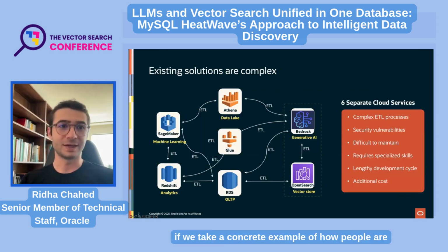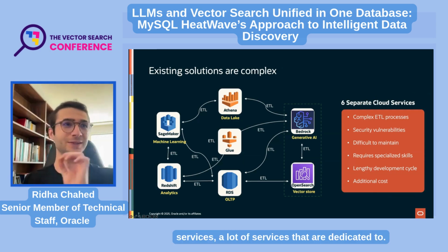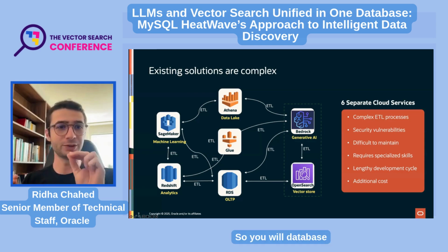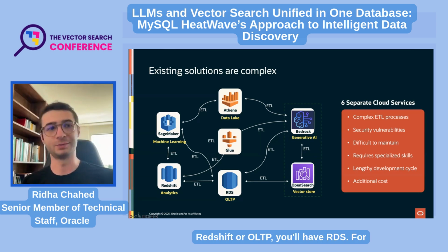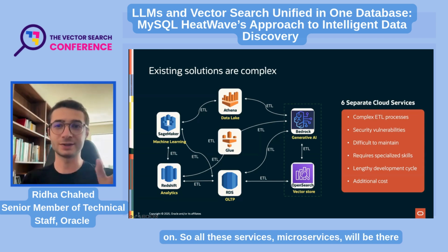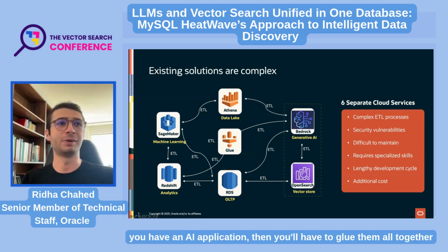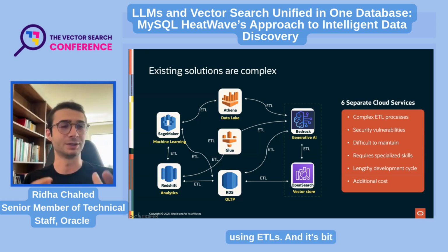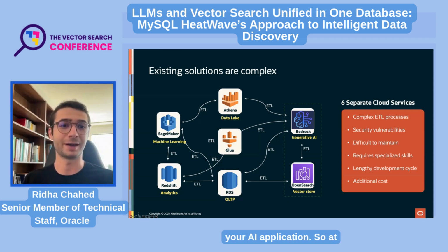So if we take a concrete example of how people are currently building their AI application, for example, if you are on AWS, what you will typically have is a lot of services that are dedicated to key components. For example, if you need the database for analytic queries, then you'll have Redshift. For OLTP, you'll have RDS. For machine learning, you'll have SageMaker, and so on and so on. So all these services, microservices, will be there to allow you to do specific things. And then if you have an AI application, then you'll have to glue them all together using ETLs. And it's a bit difficult to have all the services and to maintain your AI application.